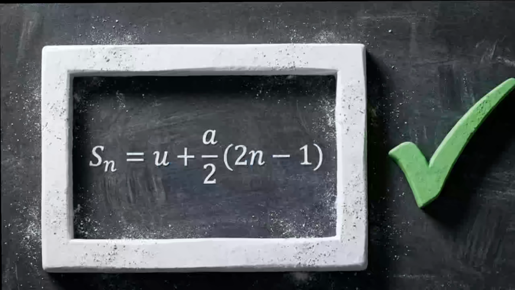The initial velocity drops to 0. 2 over 2 is 1. 2 times 5 minus 1 is 9.